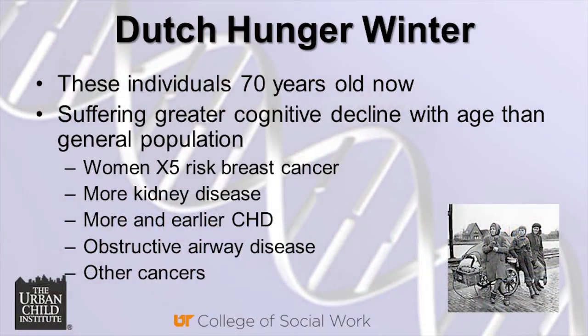Fortunately, the Dutch keep very good records. And what we find is that these individuals are suffering much more cognitive decline with age than the general population. There is more breast cancer, more kidney disease, lots of heart disease. There's diabetes, obstructive airway disease, and all kinds of cancers. And this can all be traced back to the improper nutrition, malnutrition during gestation.